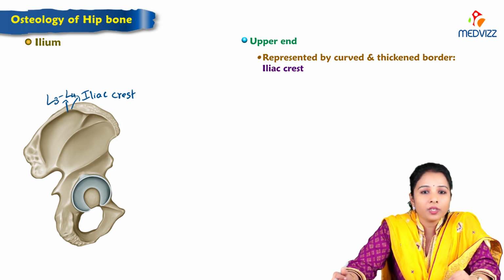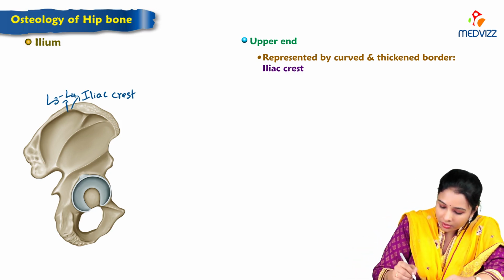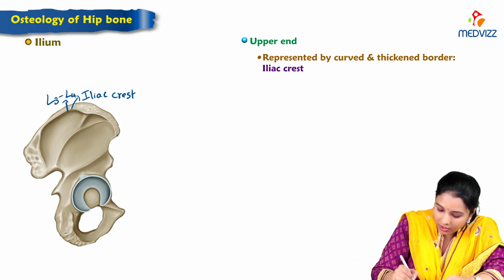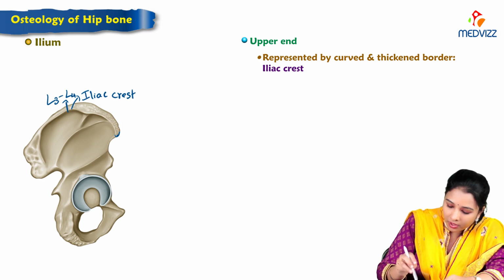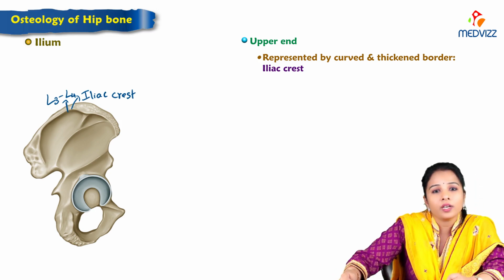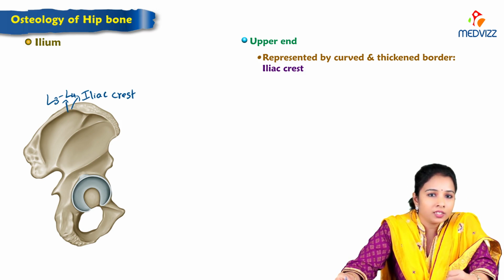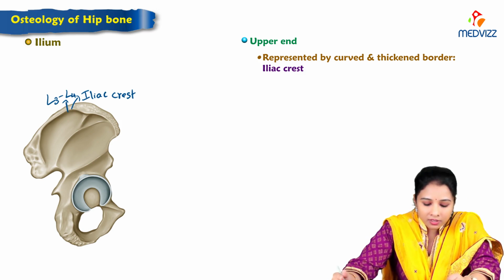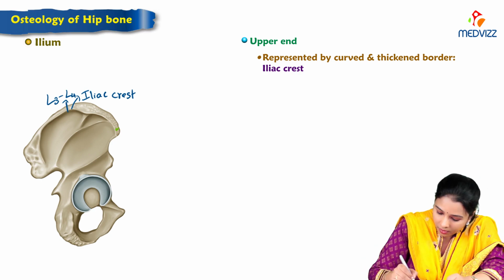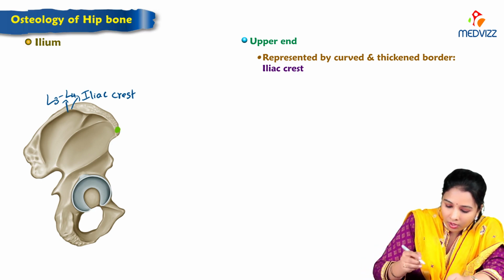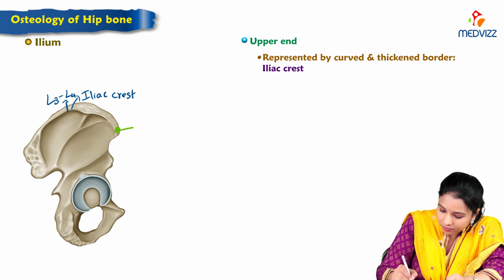And anterior superior iliac spine. So coming to this anterior end of the iliac crest, this is the anterior superior iliac spine. It provides attachment to two structures. One is a ligament, the other is a muscle. So the ligament is the inguinal ligament. So it provides attachment to inguinal ligament.